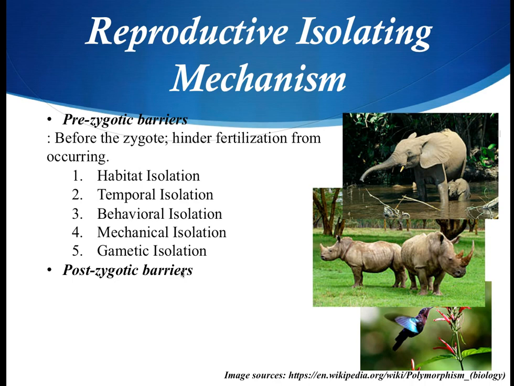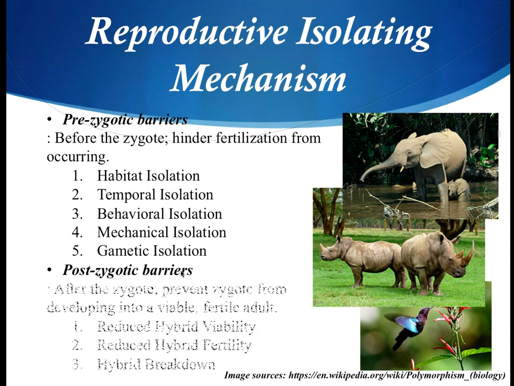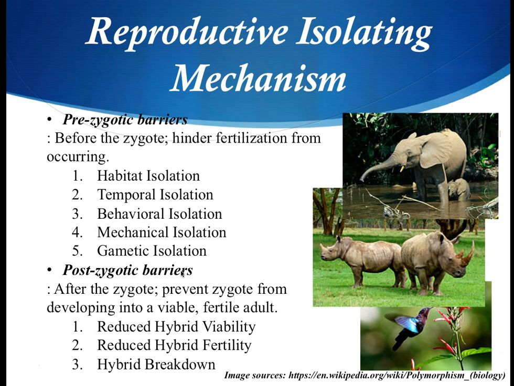The next one is postzygotic barriers, which act after the zygote forms, and this one prevents the zygote from developing into a viable fertile adult. So the examples are reduced hybrid viability, reduced hybrid fertility, and then hybrid breakdown.